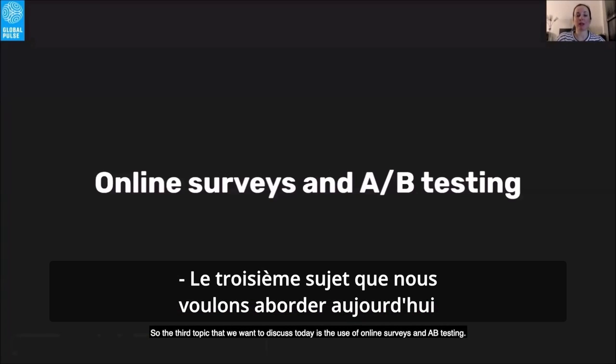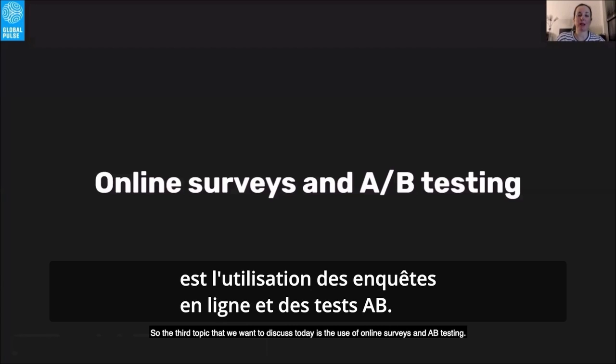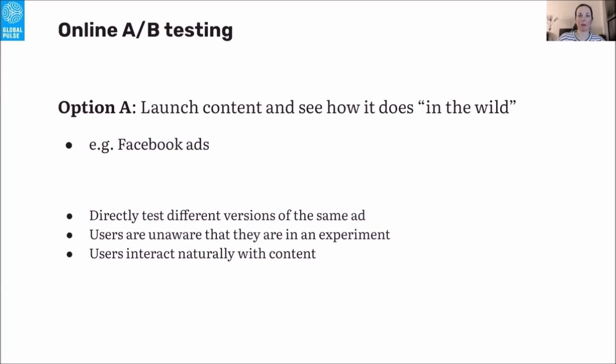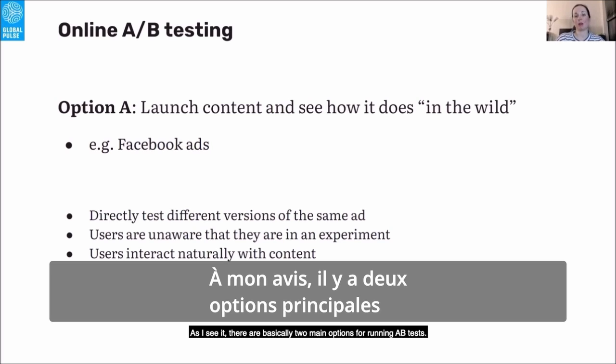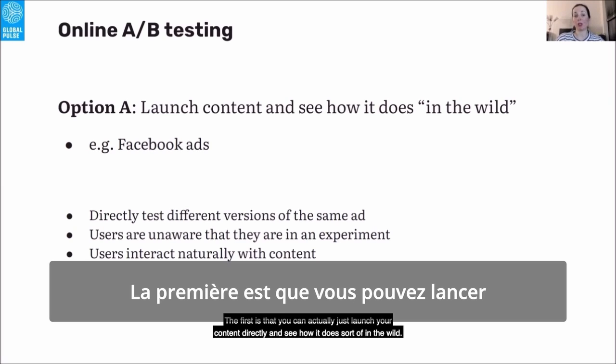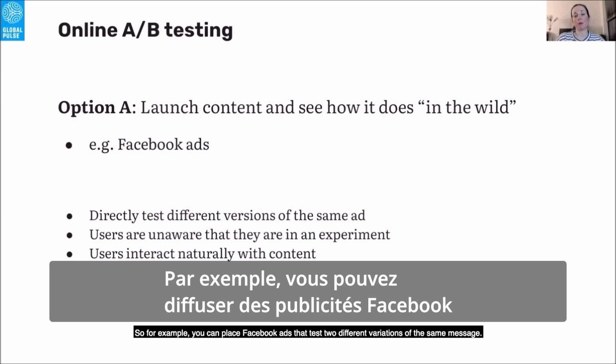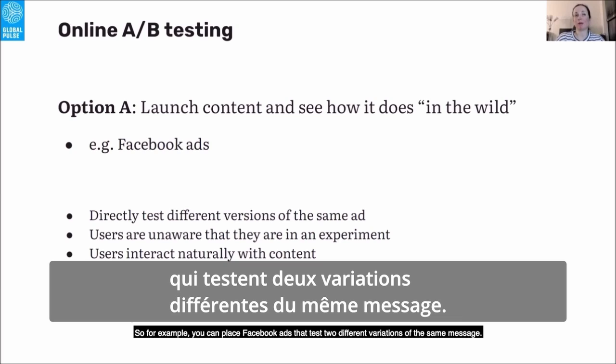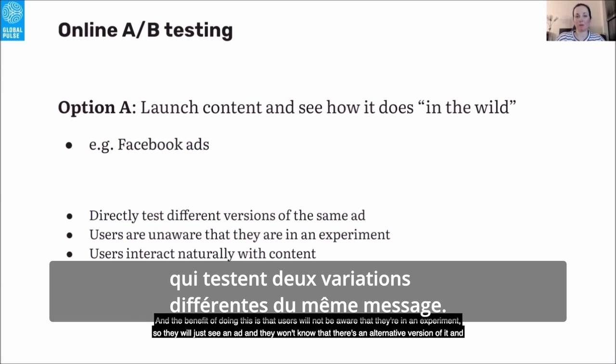So the third topic that we want to discuss today is the use of online surveys and A/B testing. As I see it, there are basically two main options for running A/B tests. The first is that you can just launch your content directly and see how it does in the wild. So for example, you can place Facebook ads that test two different variations of the same message.